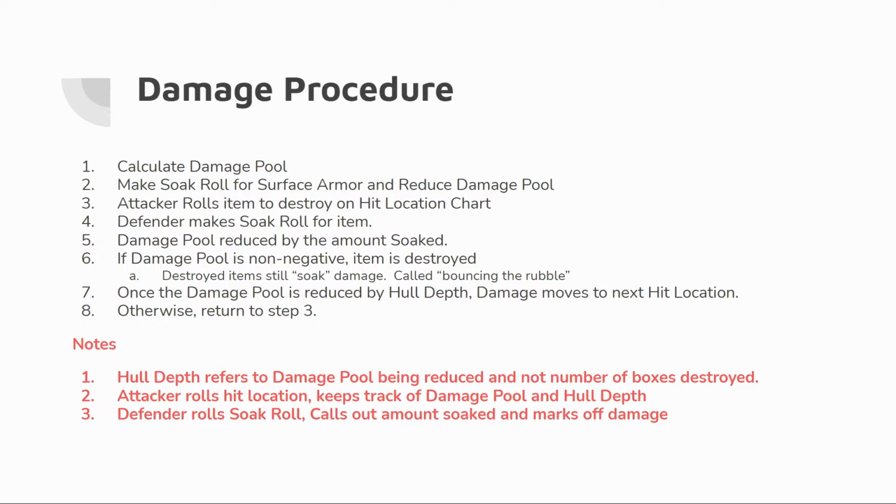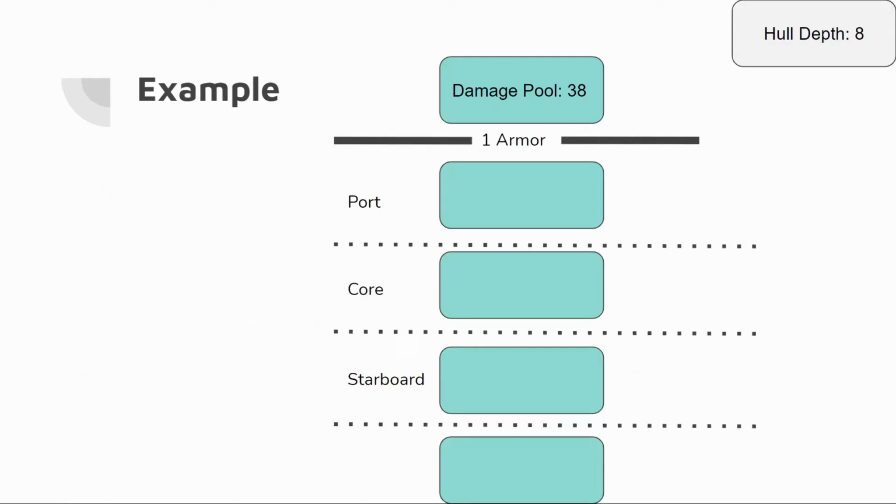The attacker rolls the hit location, keeps track of the damage pool, and hull depth. So that's their job during the damage allocation procedure. The defender, they do the soak rolls. They call out the amount of damage soaked, and then mark off the damage on the ship sheet. So it's like I said, it's a very intense procedure. So both players need to cooperate and keep the cadence moving. Okay, now for an example.